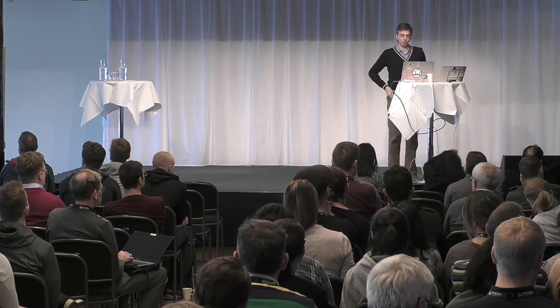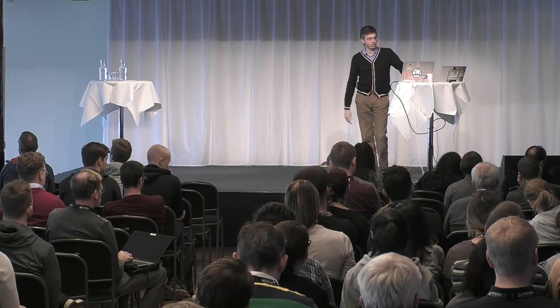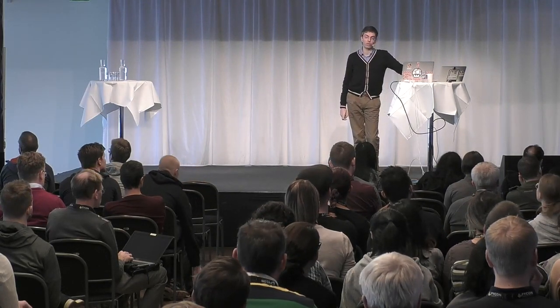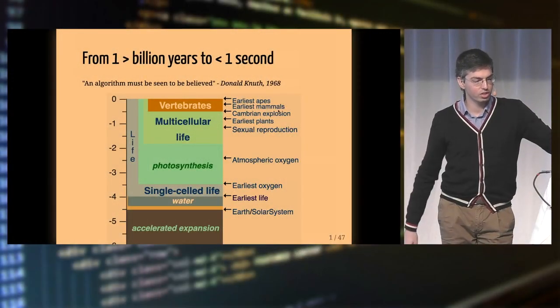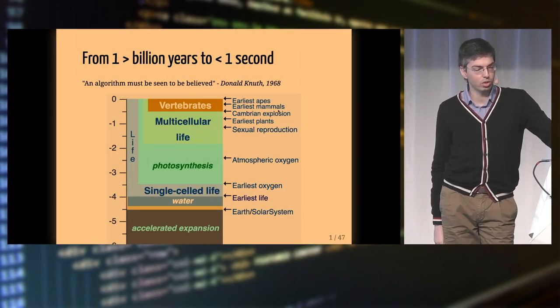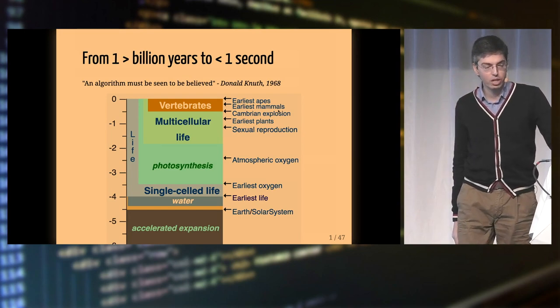Okay, welcome to today's talk: from 1 billion years to 1 second. I chose this as a starting image because it's the timeline of the universe. I don't know about you, but I'm not really used to thinking on time scales of 1 billion years. So here you can see how different billion years look. For example, the Earth and the solar system were created 4.5 billion years ago.